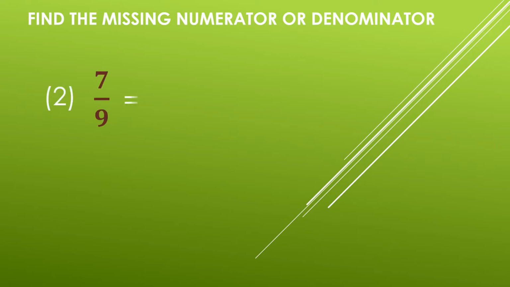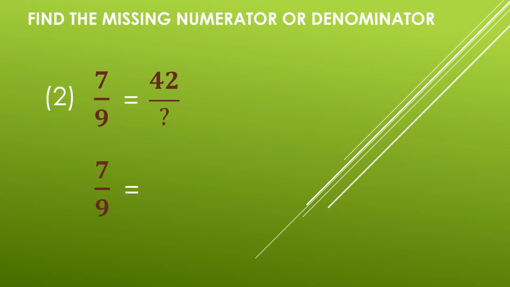Question number 2. 7 upon 9 is equal to 42 upon dash. Look at the question carefully. The numerator is given and we need to find out the denominator. So tell me what we have to do in this question. Multiplication or division? Yes, multiplication. Because multiplication gives us higher values.